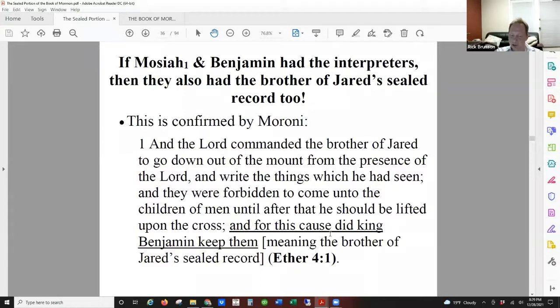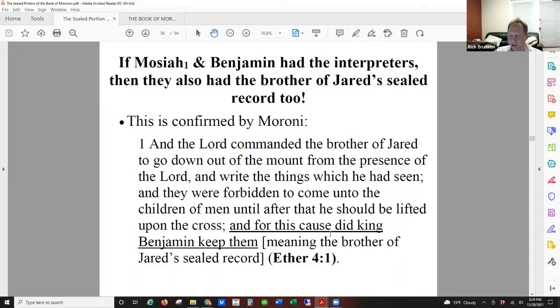However, after Joseph Smith died, and when they did some revisions in the Book of Mormon, Orson Pratt assumed that the brother of Jared's record was on the 24 plates of Ether. And so if that were true, then King Benjamin would never have gotten the brother of Jared's records. It would have had to have gone to his son, King Mosiah, because that's who the 24 plates were given to. However, Joseph Smith originally translated King Benjamin.